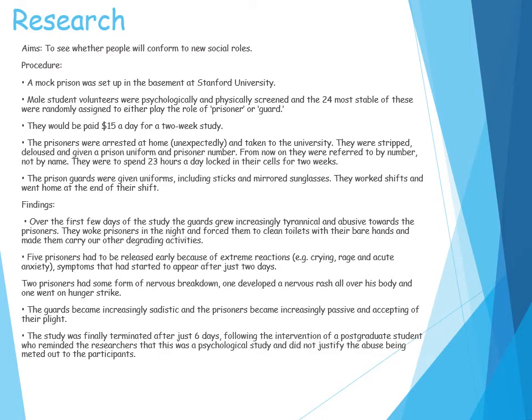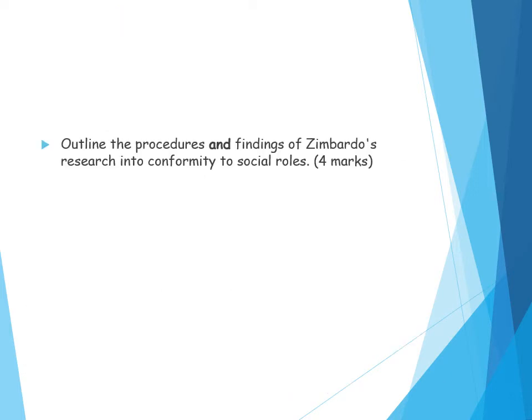The study was ended after just 6 days, following an intervention by a postgraduate student who reminded the researchers that this psychological study did not justify the abuse that went on during it. So they concluded that the participants' reactions were so extreme that they had conformed to the social roles. So the guards had conformed to being abusive and sadistic, whereas the prisoners had conformed to being passive and accepting their plight. So we could get a question that asks you to outline the procedures and findings of Zimbardo's research into conformity to social roles. So 2 marks on procedure, 2 marks on the findings.